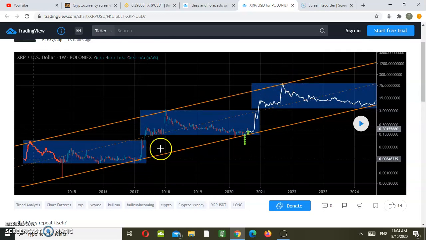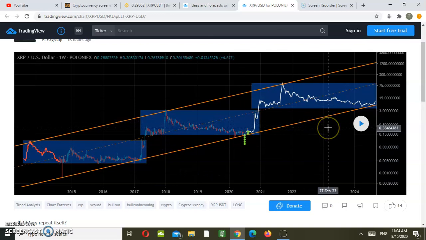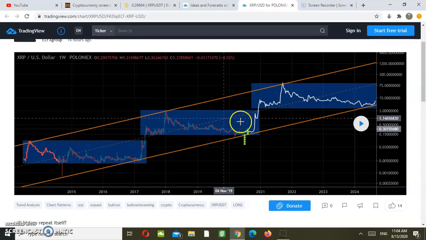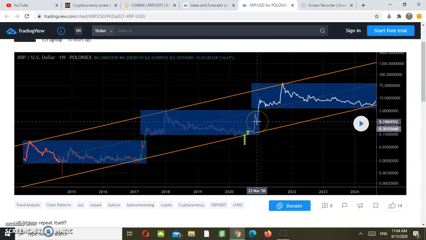Then again, in terms of cycles, it's almost, I wouldn't say impossible, but it's very difficult to find symmetrical cycles. That means, in other words, that if this cycle was 4 years long, it doesn't mean that this one has to be exactly 4 years. It could be 5 years. Okay.